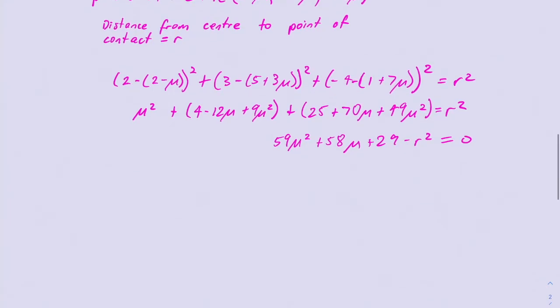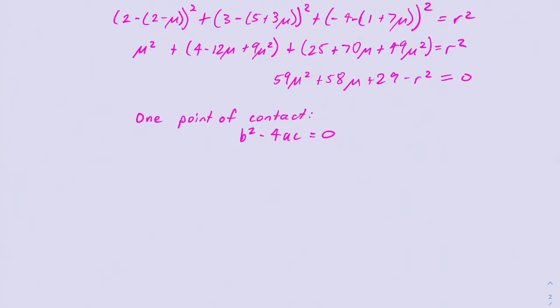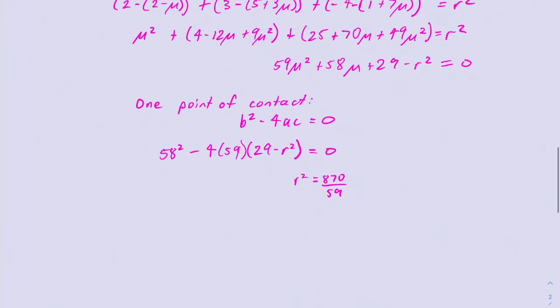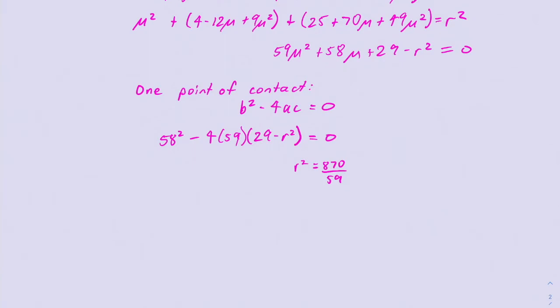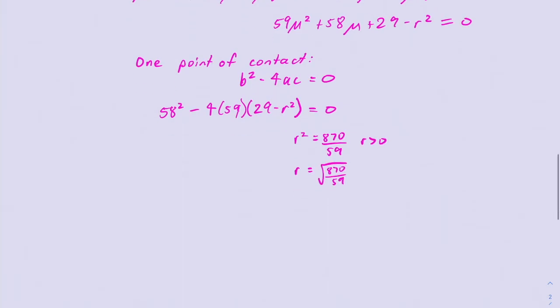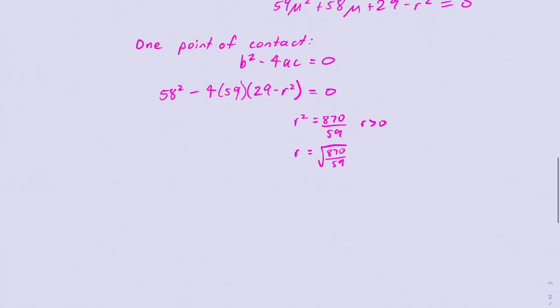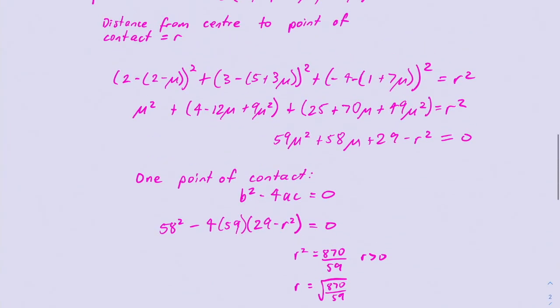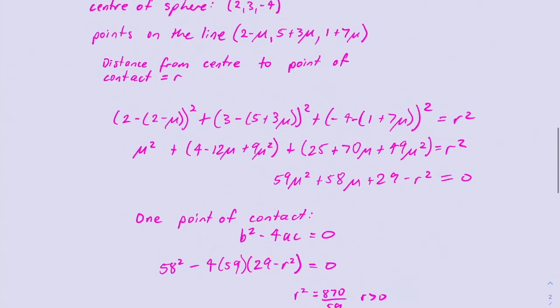Now, in order for the sphere and the line to be tangent, they need to only have 1 point of contact. So what we know is the solution to this equation, that the discriminant is going to be 0. So 1 point of contact means that b squared minus 4ac equals 0. Let's plug in our a, b, and c to that equation and expand and simplify it out. r squared is 870 over 59. Now r has to be a positive number because it's the radius. So r is the square root of 870 over 59. So that's our radius, that's the first part, and it's 3.84 to 2 decimal places.